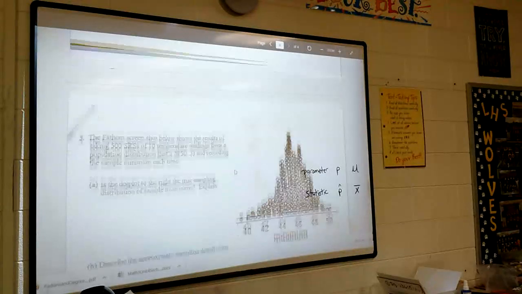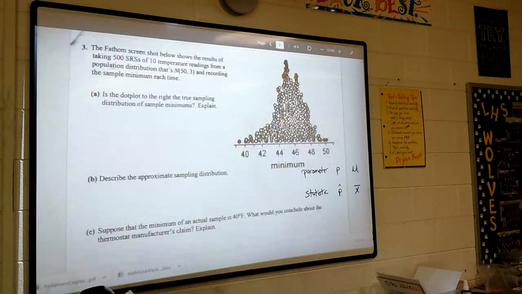Over here, we get an example of a sampling distribution. All these are samples, okay? These are samples from this problem. Describe the sampling distribution. That means what's the shape of it? What's the center? What's the spread? Remember how we describe things: shape, center, spread. Those are important in B.